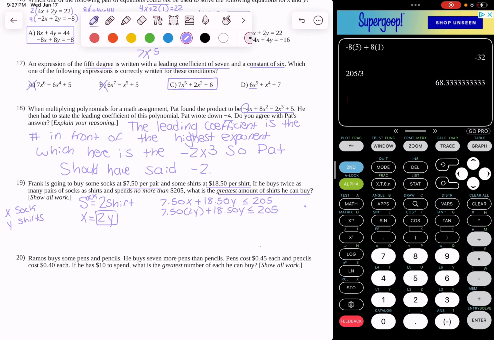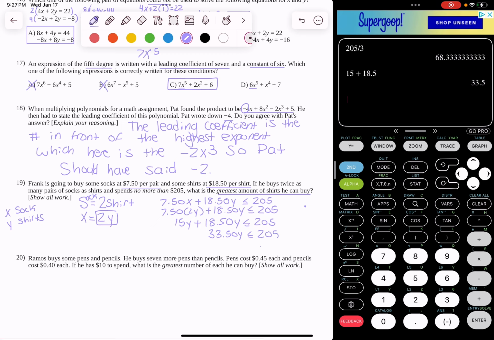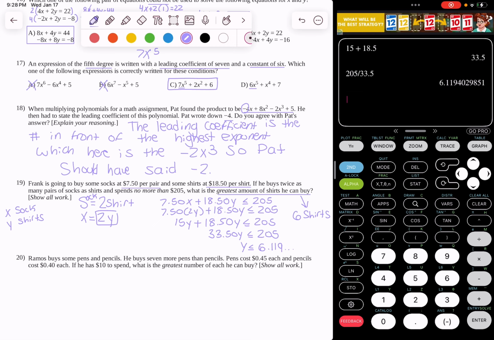7.50 times 2 is 15Y, plus 18.50Y is less than or equal to 205. Then 15 plus 18.50 is 33.50y, which is less than or equal to 205. Then we do 205 divided by 33.5, and we get that y is less than or equal to 6.119... So the greatest number of shirts he can buy is 6. 6 shirts. Oh, I was about to forget a key part, which was those monies. Sorry about that.